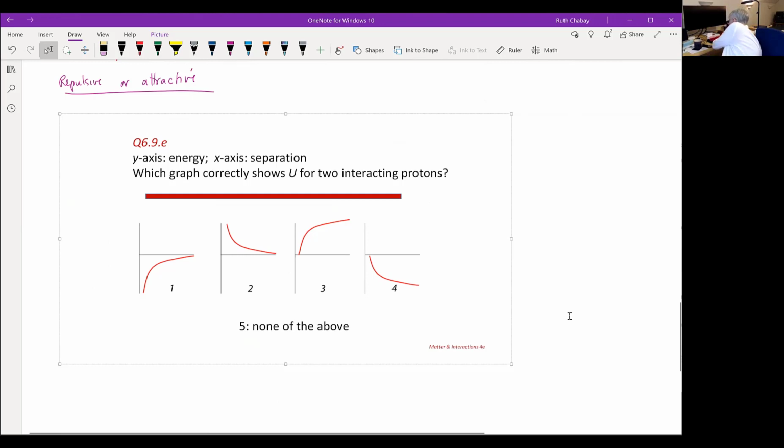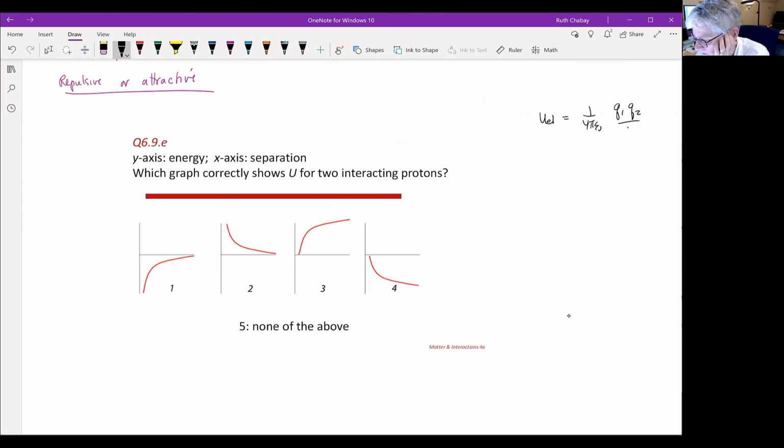So here's some possible graphs, and let's write our equation here. Electric potential energy was 1 over 4 pi epsilon 0 q1 q2 over r. And so our question is, which of these graphs would show a graph of the electric potential energy versus the separation for two protons?